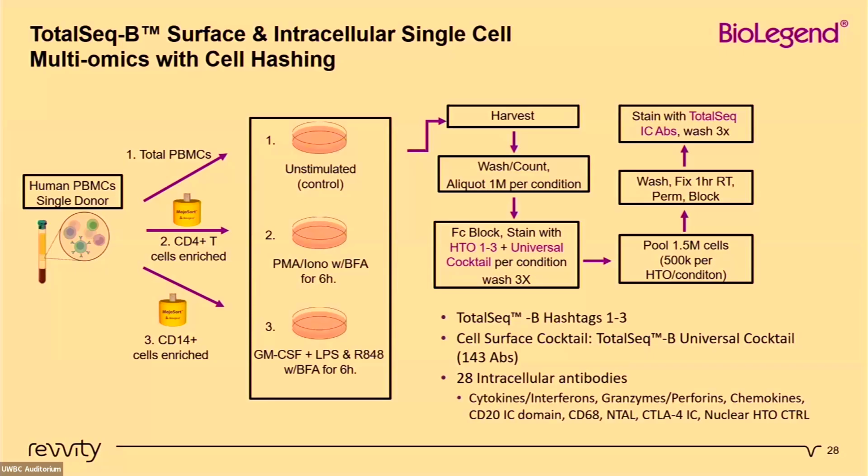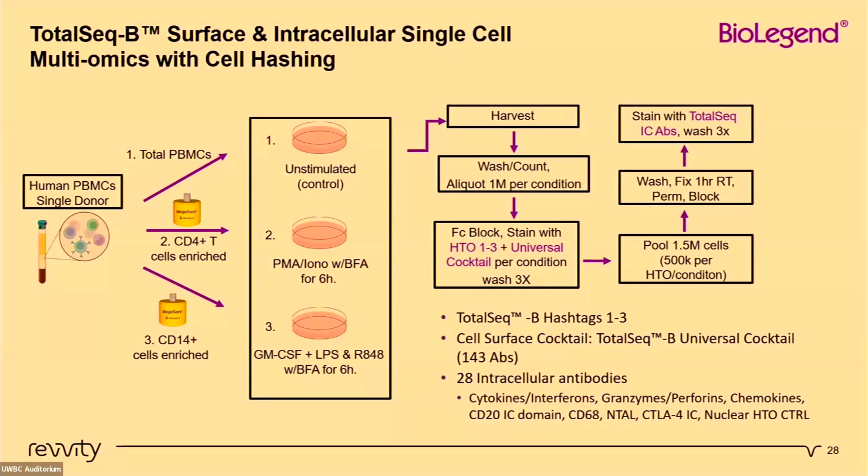So after those stimulations happened, we harvested the cells, washed and counted, and aliquoted 1 million of each of the cells per condition into our staining tubes, Fc blocked, stained with hashtags 1, 2, 3, and universal cocktail for each of them, and washed 3 times. Then we pooled all of the cells, so 500,000 per hashtag and per cocktail that was labeled there per condition.